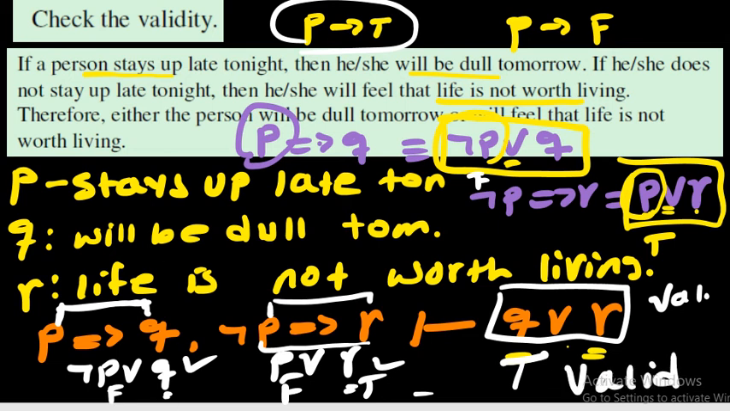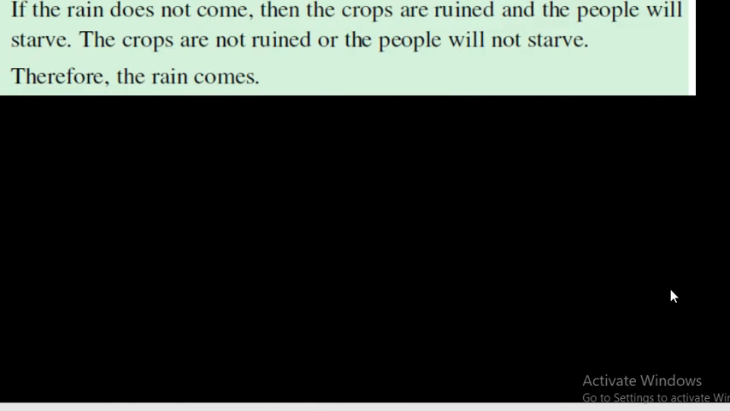Let us see the next question. The next one: if rain comes, or if rain doesn't come, then the crops are ruined and the people will starve. The crops are not ruined, or the people will not starve. Therefore, the rain comes, it says.